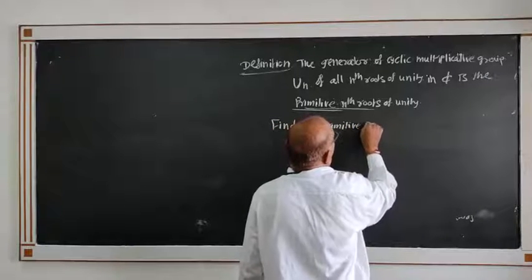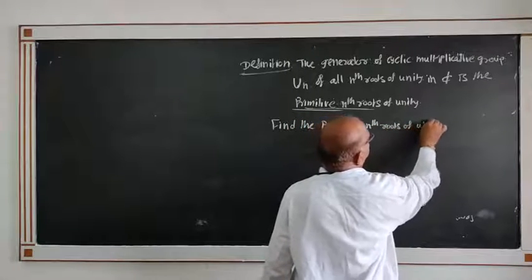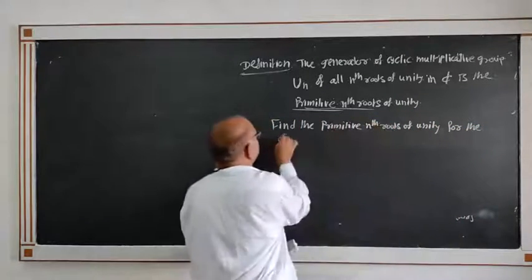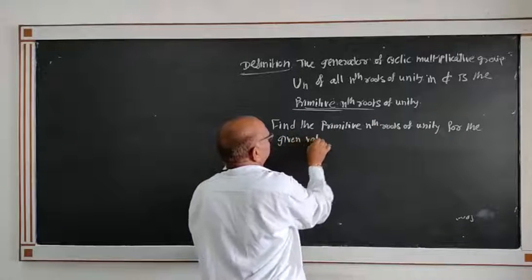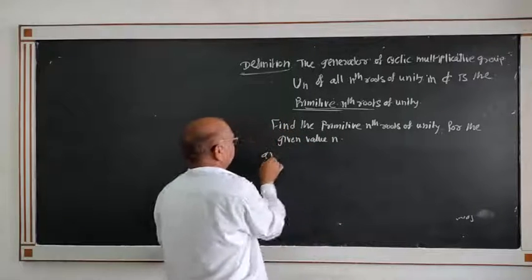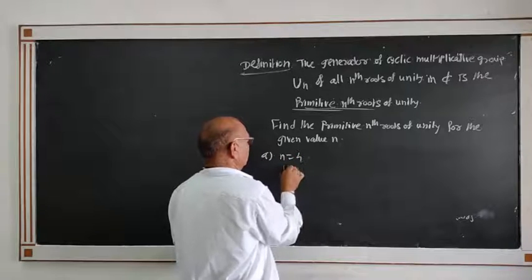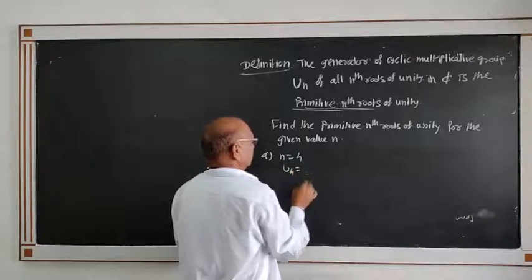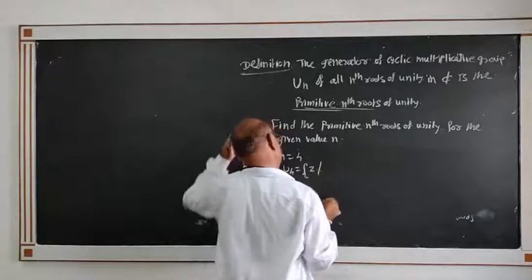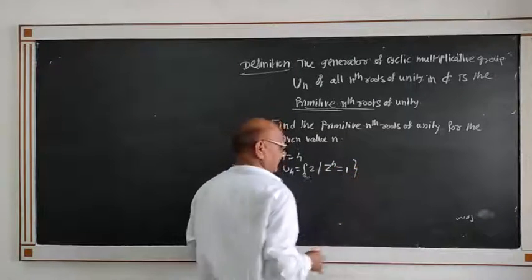Find the primitive nth roots of unity. Given value n, here n is equal to 4. Here, U4 means the set of Z such that Z raised to 4 is equal to 1.